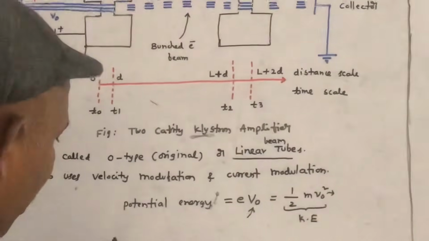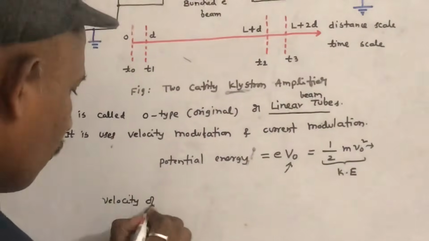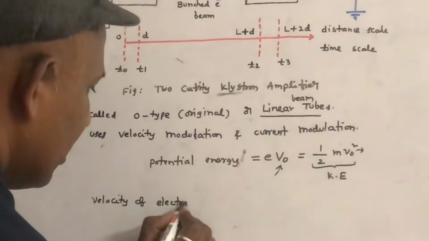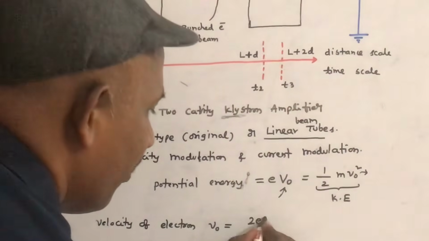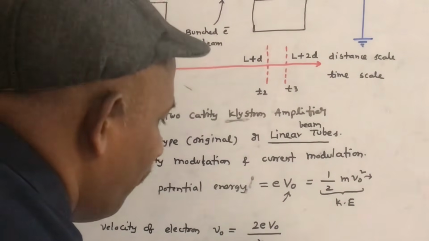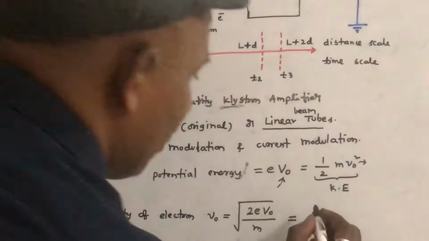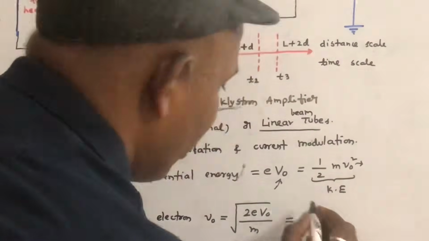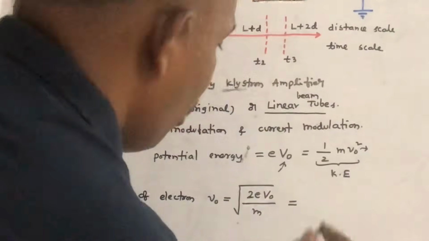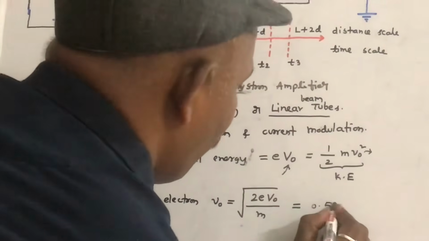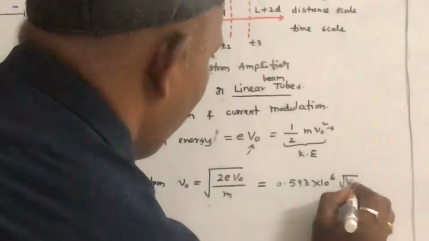Now from this formula, the velocity of the electron is written as V0 equal to square root of 2eV0 by m. If you substitute the e by m ratio, it will come out as 0.593 into 10 power 6 into root V0.